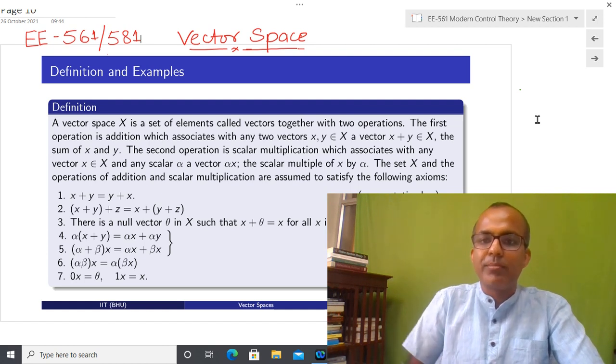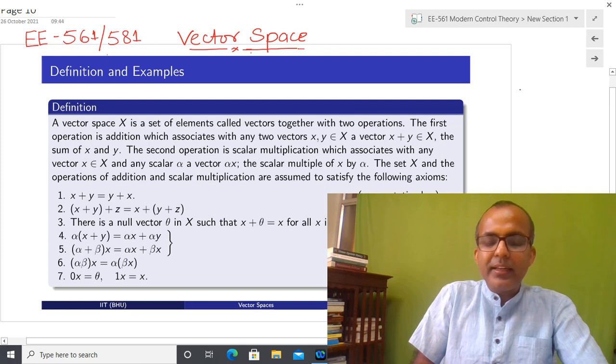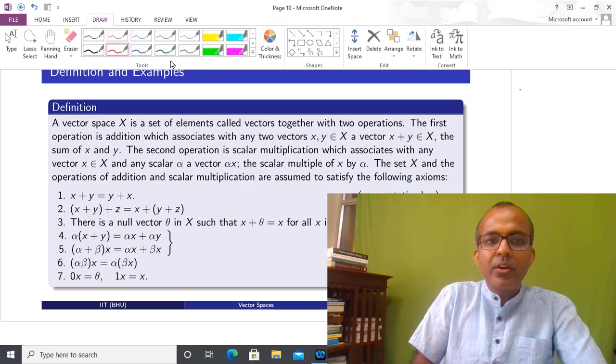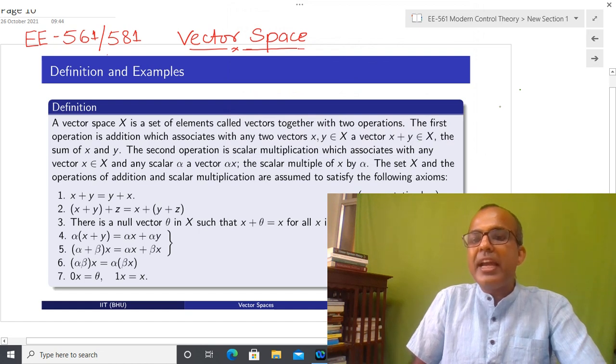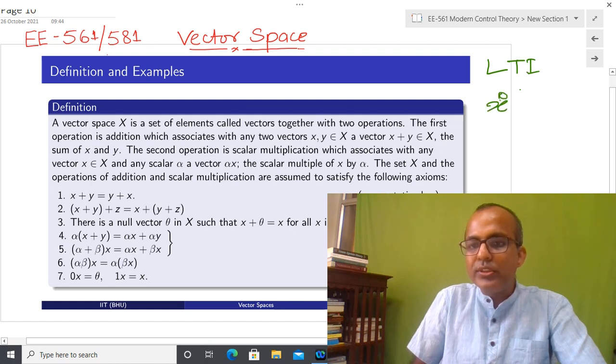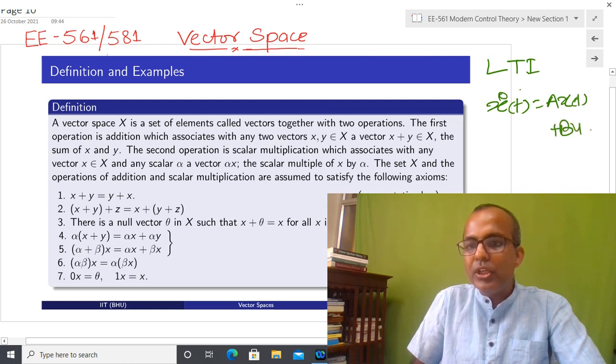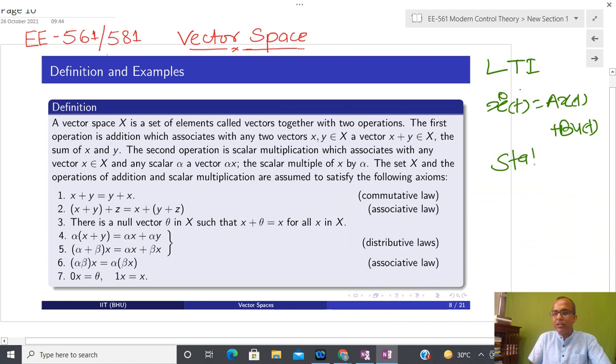linear time varying system. I hope you are well aware of this fact: whenever we are dealing with some kind of system, I need some kind of mathematical model, and a linear time invariant system is modeled using this class of differential equation, x dot = Ax + Bu. After modeling this, I need the information of state, the information of input, and the information of the initial condition.